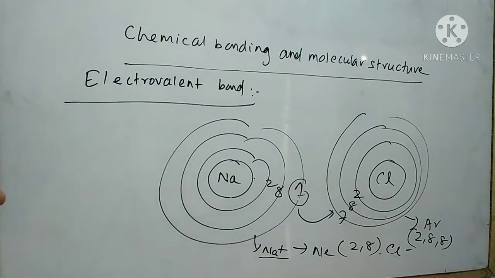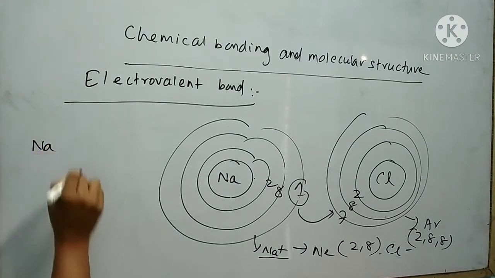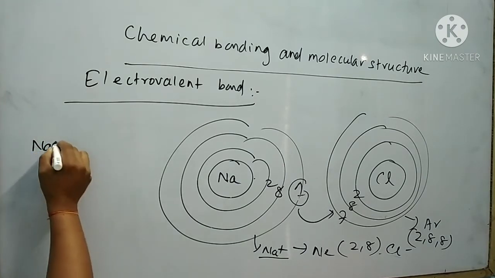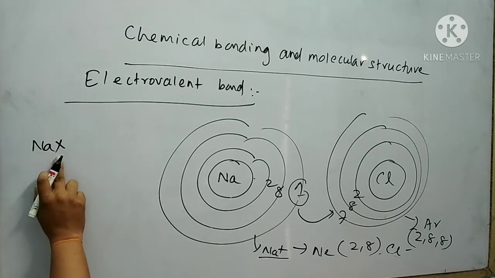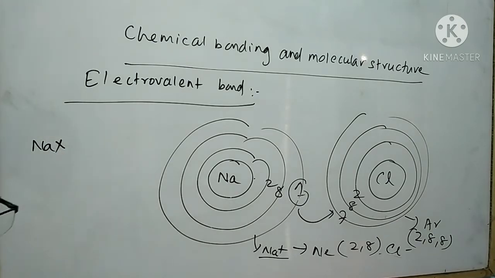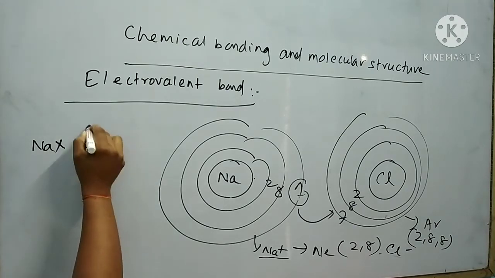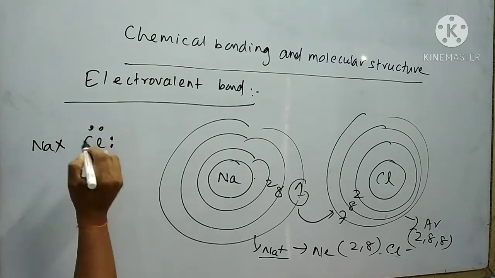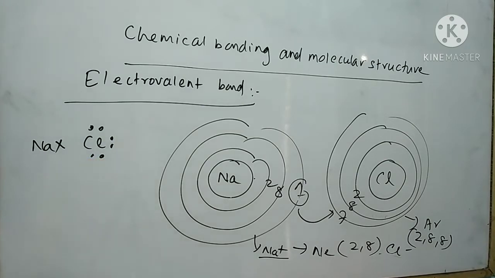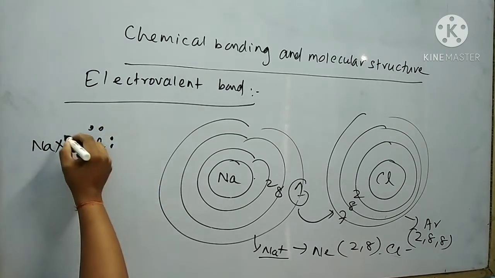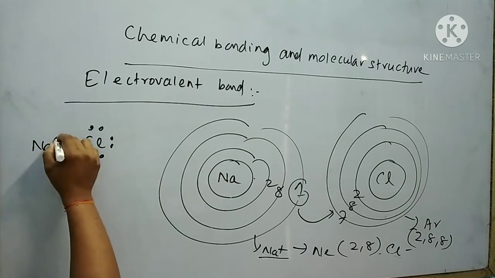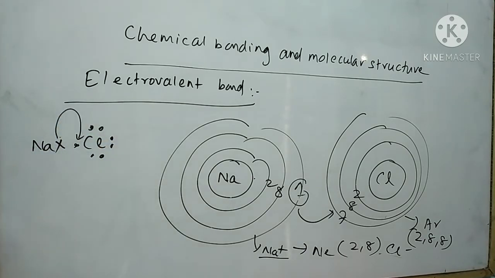Let me explain by diagrammatical representation. In case of sodium, one electron is present in the valency shell. Suppose this electron is represented by cross mark. 7 electrons are present in the valency shell of chlorine atom. These electrons are represented by dot. Here the valency electron of sodium transfers to the valency shell of the chlorine atom.